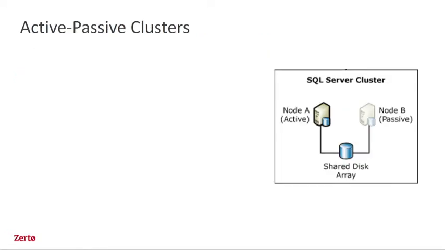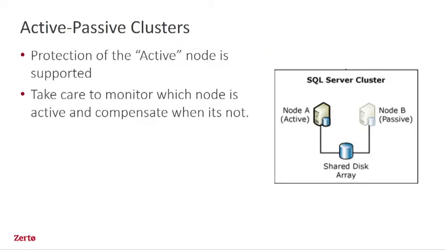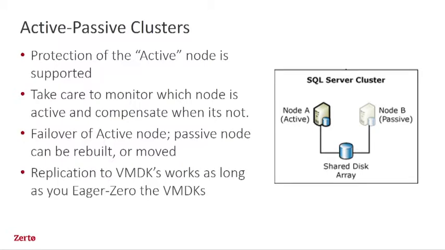So, active-passive clusters. Here are the caveats that I came up with. We support protecting the active node. We also only support a 2-node cluster, and the other node has to be passive. Again, it comes back to who's talking to the disk at the same time. You do have to have multi-writer mode off.